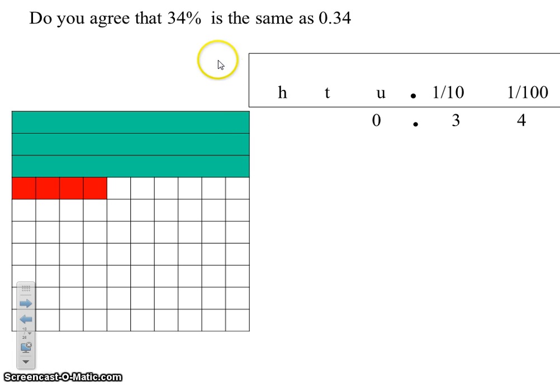On this one, we have 34%, which is the same as 0.34. Now we have 3 tenths, which you can see here, 1, 2, 3, and we have 4 hundredths. So we have 34 out of 100, and we write it as 0.34.